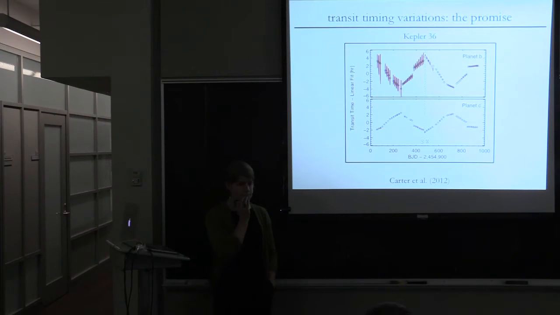What is on the horizontal axis? So this is just time. Sorry, BJD. That's an astronomer's convention. It's a time axis, in days, and so these different points are just the different subsequent transits. What's going on with the error bars?